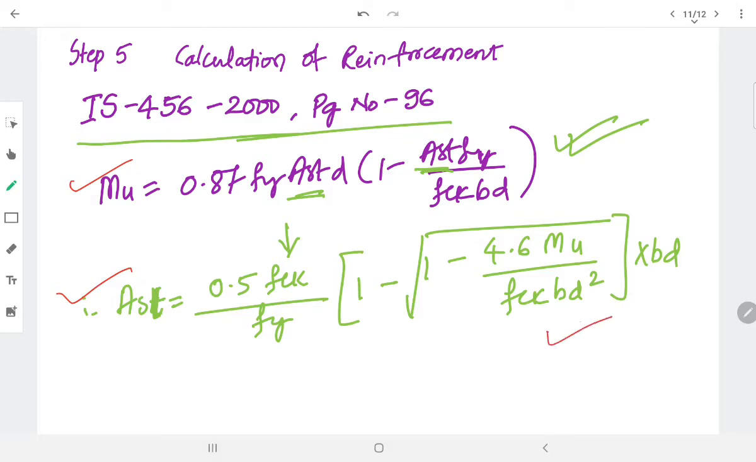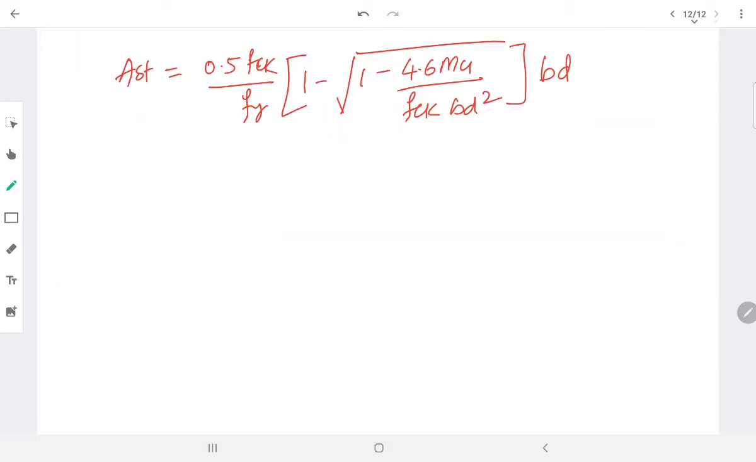Mainly, these two equations are applicable only for singly reinforced sections, whether it is a beam, slab, or whatever it may be. If it is a singly reinforced section, you will use this equation itself. In this problem we have a singly reinforced beam, that's why I am taking this one.